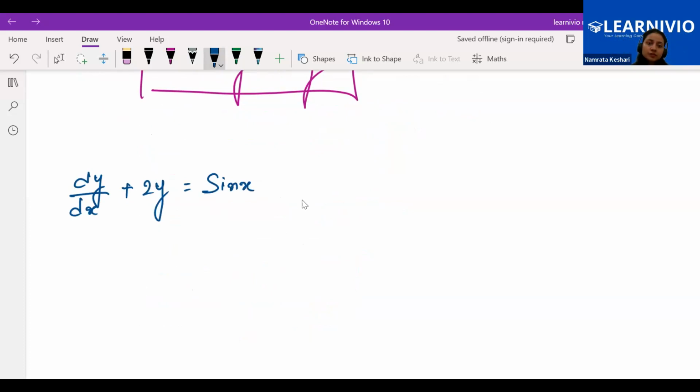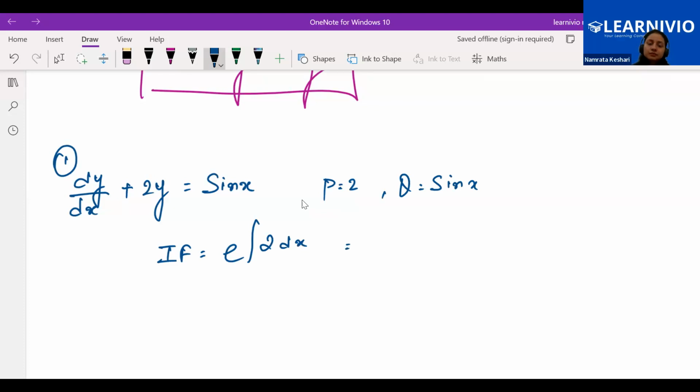Solve it. The integrating factor is, P is 2, let me know. e to the power integral P dx, and Q is sin x. So this is e to the power 2x. Tell me the solution directly. Tell me the step.